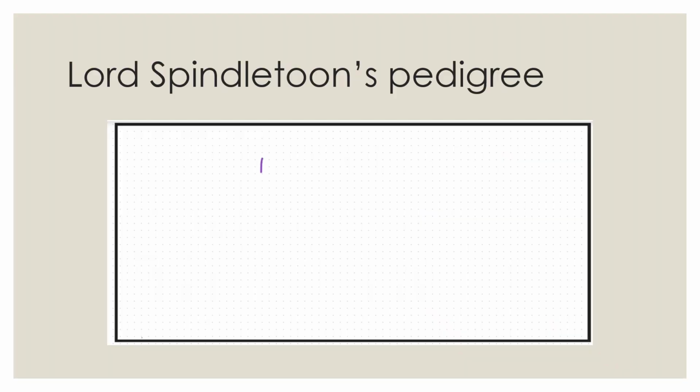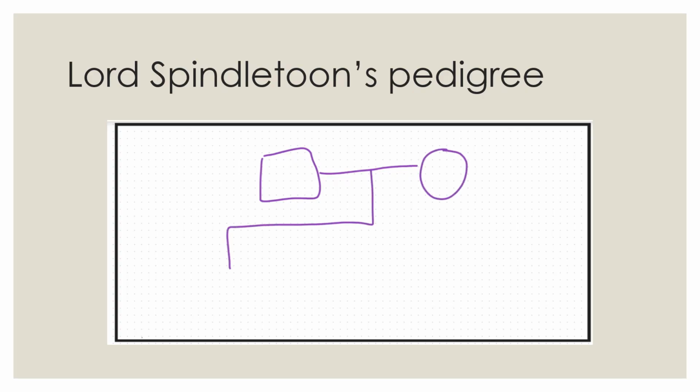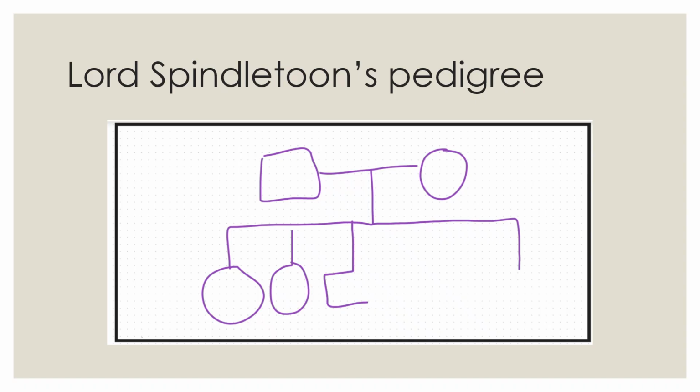All right, let's take a look at these pedigrees. Lord Spindletune is a poodle. Let's see his family's pedigree. So Lord Spindletune is a male poodle. He got loose and had puppies with a female mutt. There were a total of 6 puppies born. There were 3 males, 3 females.